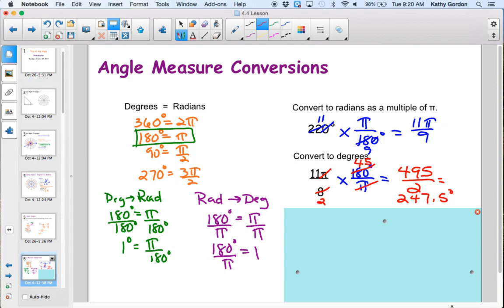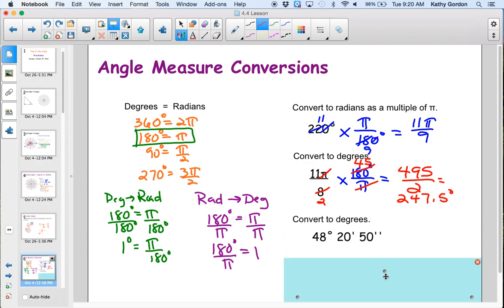All right, now there's another little bit of conversion we need to be aware of. We're not going to do it a lot, but we're going to see it now and then. It's sort of a subset of the degree category, and it's called DMS. DMS stands for degree minutes seconds. It is generally used when you're talking about navigation, directions, latitude and longitude, that kind of stuff, because it allows you to get more precise than just a degree.